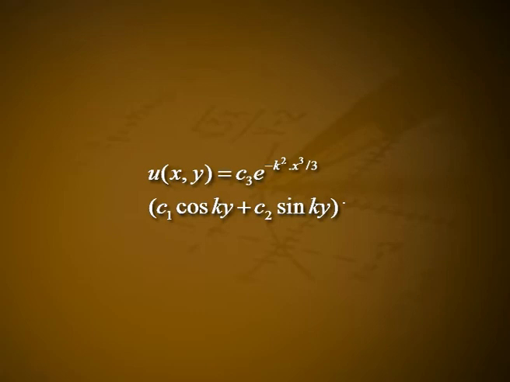Therefore, the general solution of the given equation for negative constant is u of x comma y is equal to c3 into e raised to minus k square into x cube by 3 into c1 cos ky plus c2 sin ky. Case 3. Let the constant be 0.